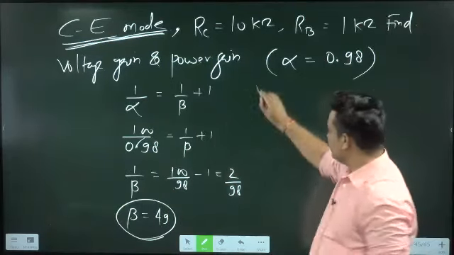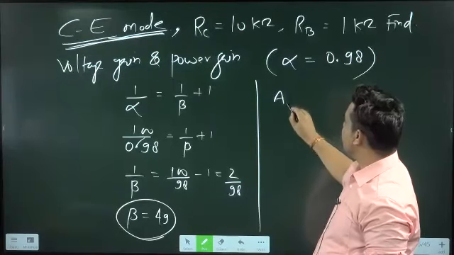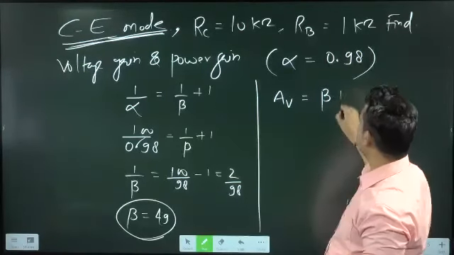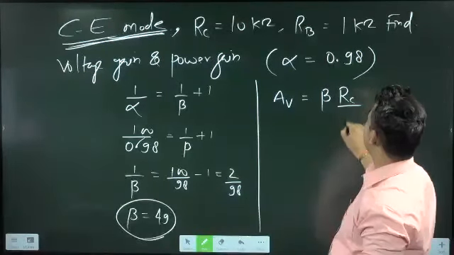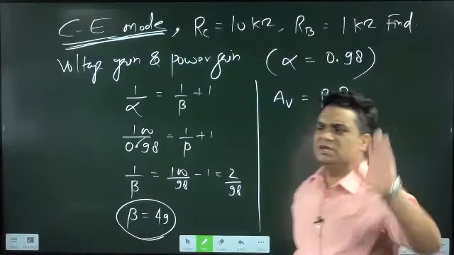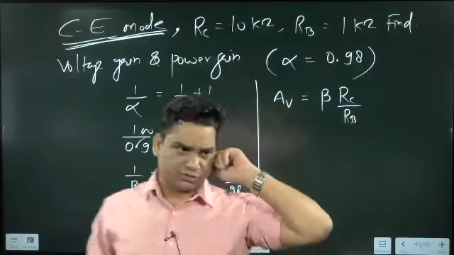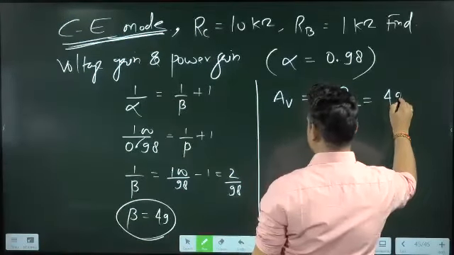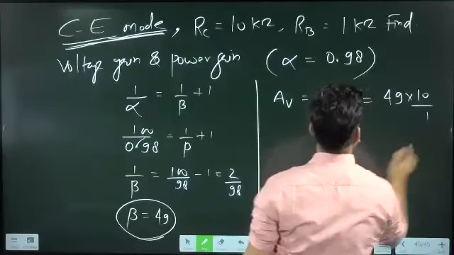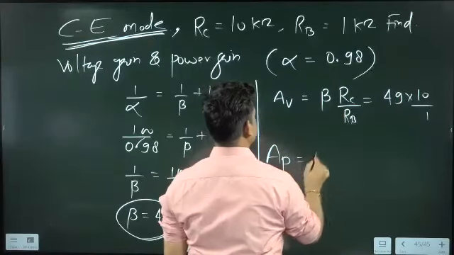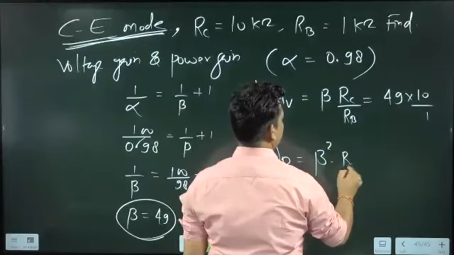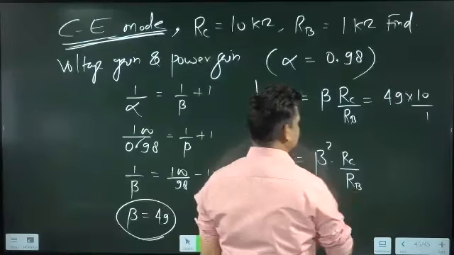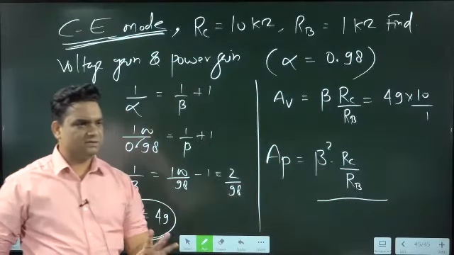Okay, once it is coming 49, then we can say AV. AV is always beta into RC by RB. Can I say like this? Because output is the collector and input is the base. So now this becomes 49 into 10 by 1. And if AP is asked, then we can say beta square into RC by RB. This also you can calculate here. Okay, this is the one question.